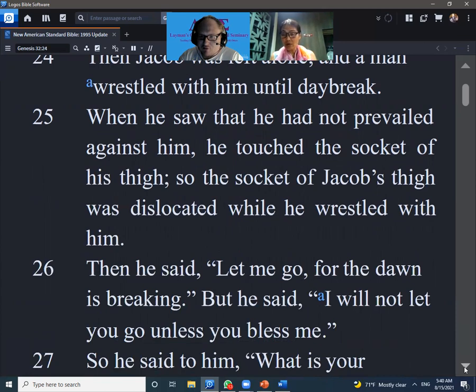So before he met Esau, that's the way he met Jesus, if you want to put it that way, yeah, the pre-incarnate Christ, if you believe that this is the pre-incarnate Christ.